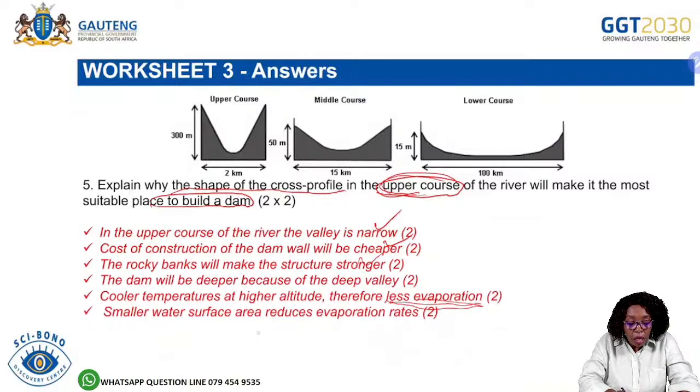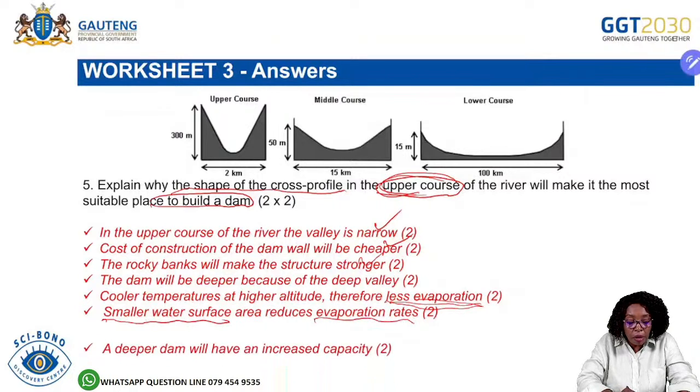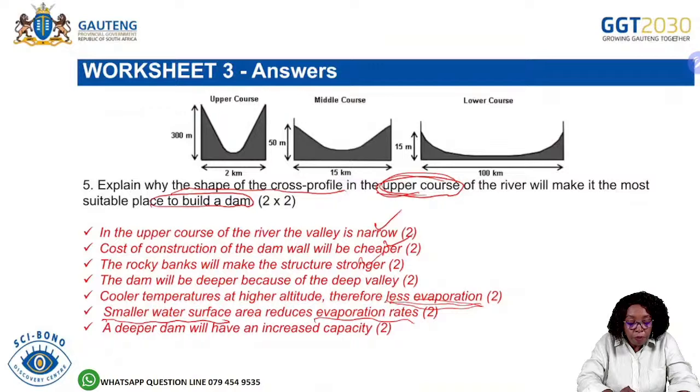A smaller water surface area reduces evaporation. So water would be confined into a smaller surface area, which reduces the evaporation rate. A deeper dam will have an increased capacity. Also, there is less silt in the dam as there are fewer tributaries.